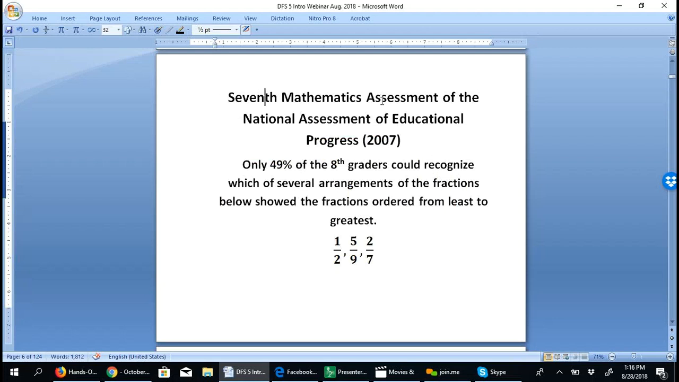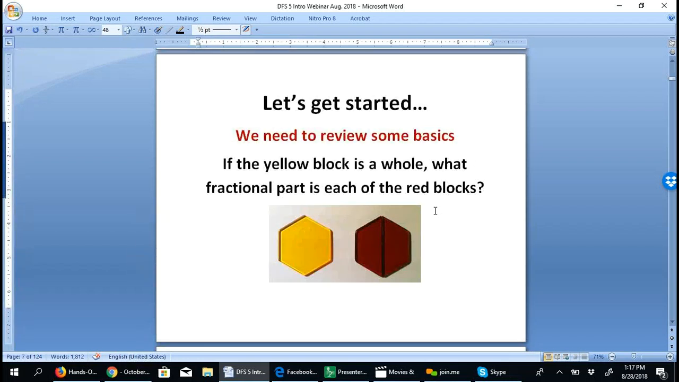In the National Assessment of Educational Progress, only 49% of 8th graders could place these three fractions in the correct order from smallest to largest. So you're talking about 8th graders who have been working with fractions for 3, 4, 5 years, and notice that they have not learned the most basic meaning of what a fraction is. So we really have to always go back to the basics.